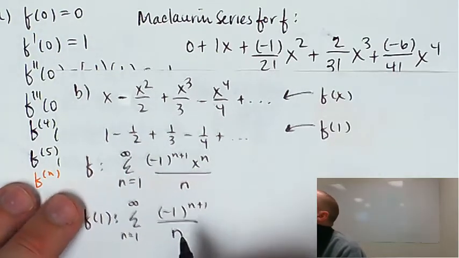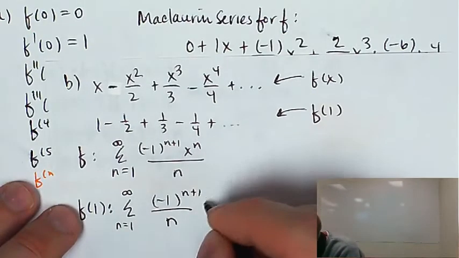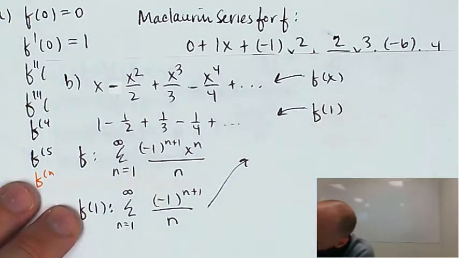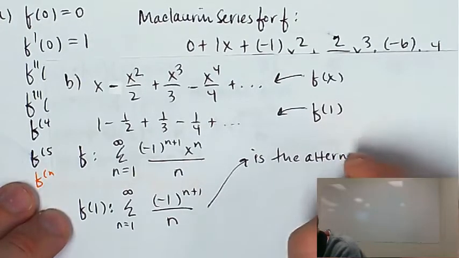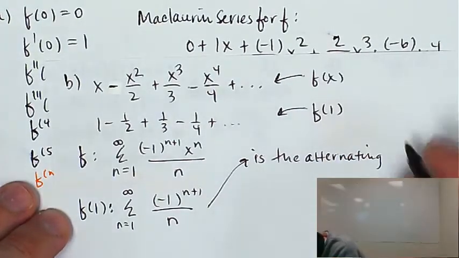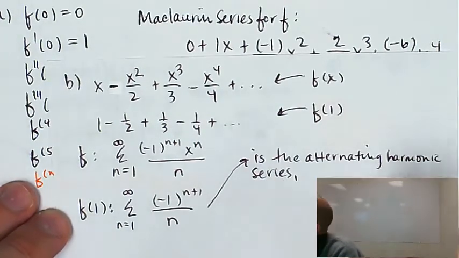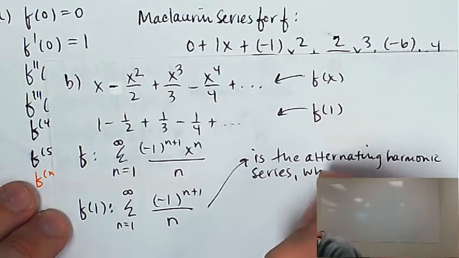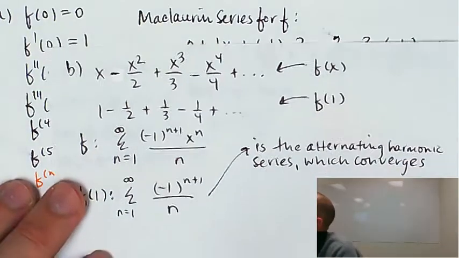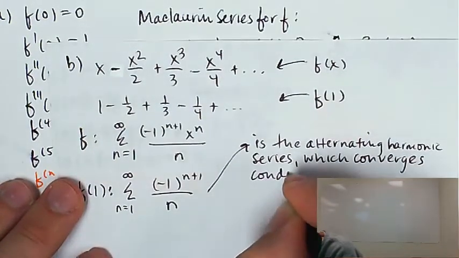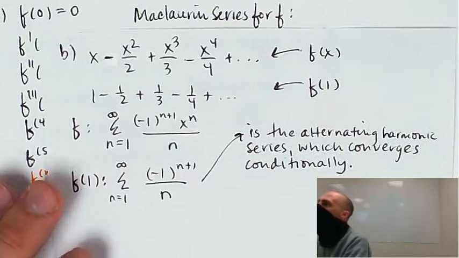Again, this is an alternating series, power 1 on bottom. That means it's going to, okay. So what did I write? Oh, I said this is the alternating harmonic series, which converges conditionally. All right. That was part B.